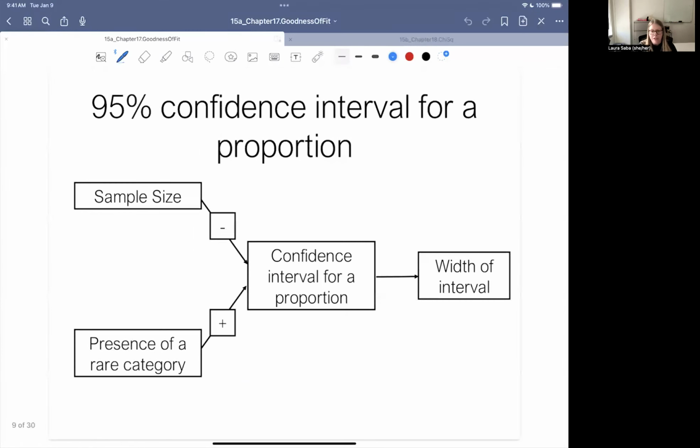So going back to our usual figure, the width of our confidence interval has a negative association with sample size, meaning that the higher our sample size, the more accurate our estimate is because the width of our interval is going down. If there is a rare category, then the width of our interval goes up. So this is a positive association here.